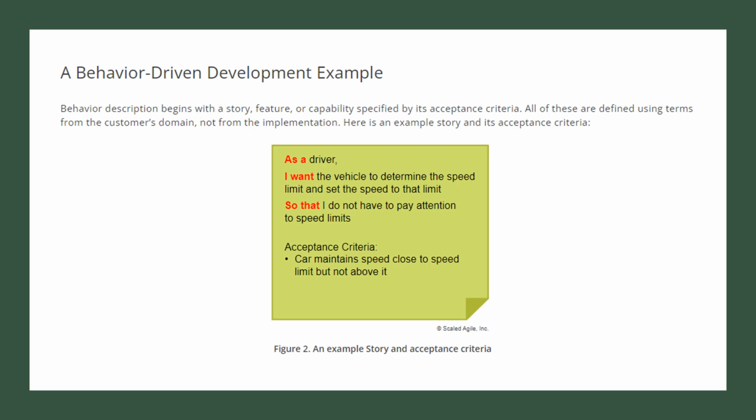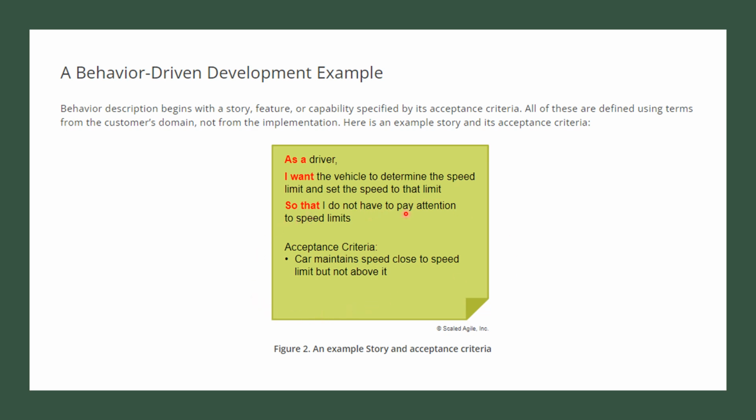Behavior description begins with a story or a feature or a capability specified by its acceptance criteria, right? Acceptance criteria will tell you the behavioral related descriptions. All these are defined using terms from the customer domain, not from the implementation. The picture you are seeing is an example story and its acceptance criteria. The story reads like this: as a driver, I want a vehicle to determine the speed limit and set the speed to the limit so that I do not have to pay attention to the speed limits. This is the example story for a self-driving car action.